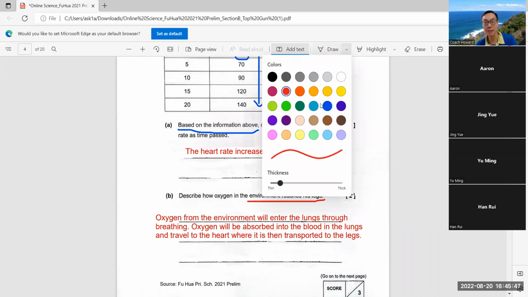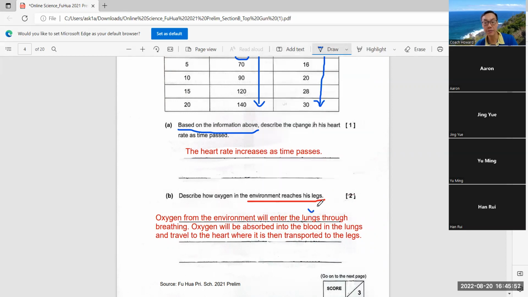So how is it being marked? It's marked in this way. So you must say that oxygen enters the lungs through breathing, and then oxygen is absorbed into the blood, or you can say the oxygenated blood. Okay, the heart pumps the blood to his legs. So each one is half a point. So the total is 2 marks. Okay, each one is half a mark to present this answer.